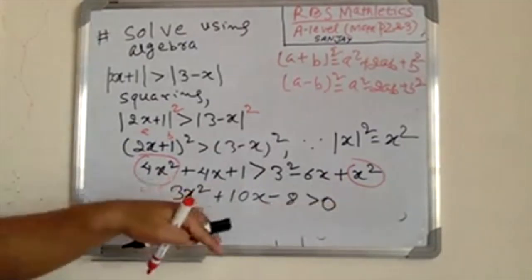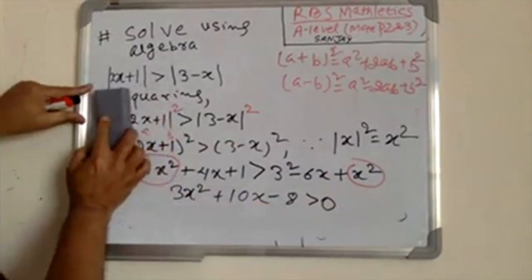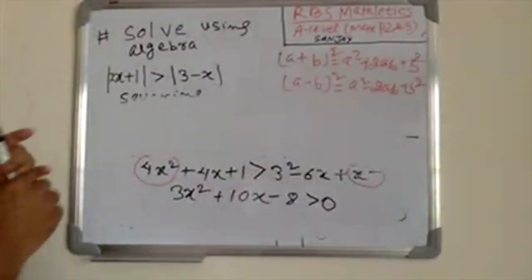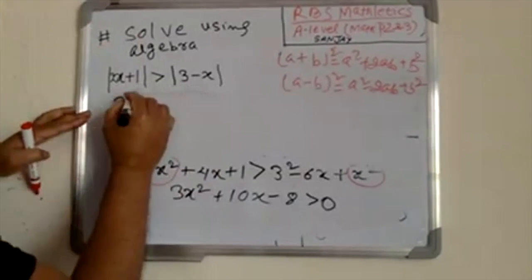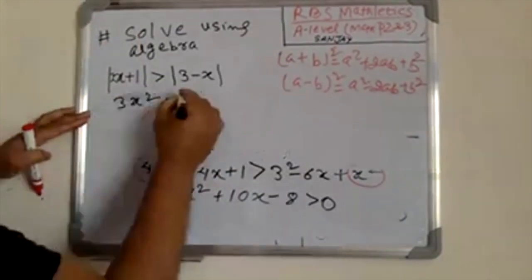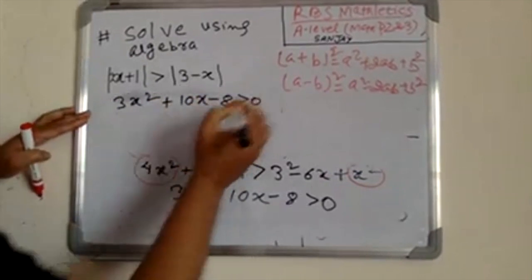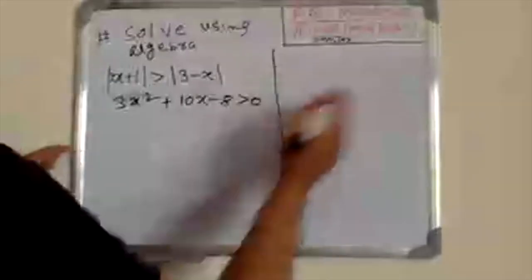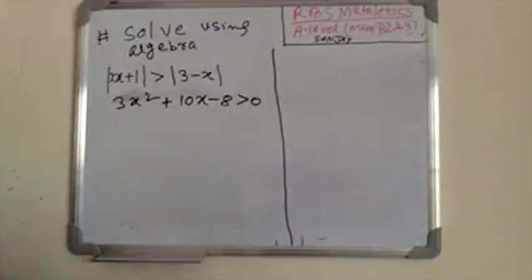Now I will copy this quadratic inequality here. First I will clear this so that I will have a space to write. So I'm copying it out here. Our quadratic inequality is 3x squared plus 10x minus 8 is greater than 0. And now I will keep some space to the right so that I can draw the graph for this quadratic function. Before I draw the graph, I need some information.